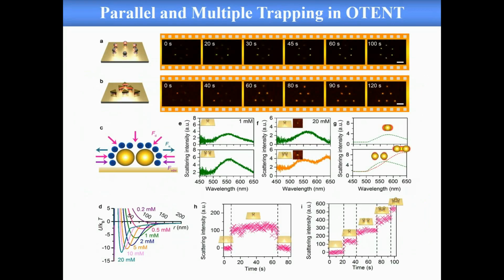And of course, because of the progress in the digital micromirror device, just like the chip in this projector, we can very conveniently convert one single laser beam into many laser beams. So we can do parallel trapping. Here you can see one single laser beam split into 6 beams, each capturing one particle, and we can do parallel manipulations.